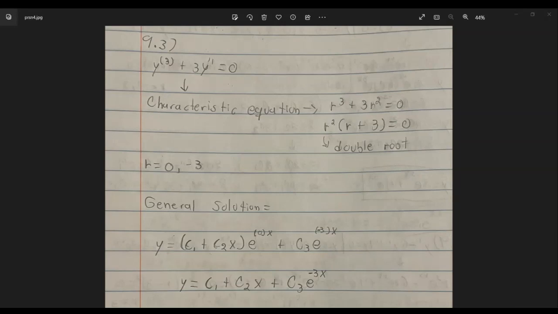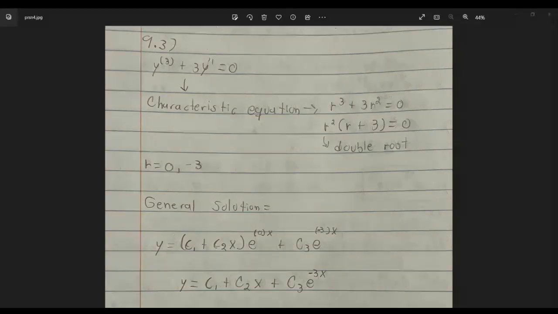So my original equation would go into r to the third plus 3r to the second equals 0. And then we factor out r squared, meaning we now have a double root of r equals 0 and then r equals negative 3. So because we have a double root for r equals 0, we need to have a c1 plus c2x times e to the 0 times x plus c3 times e to the negative 3x.